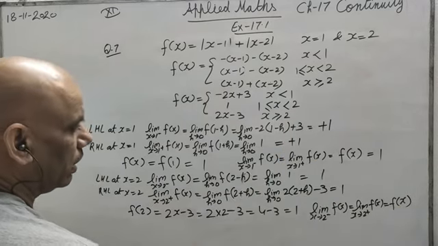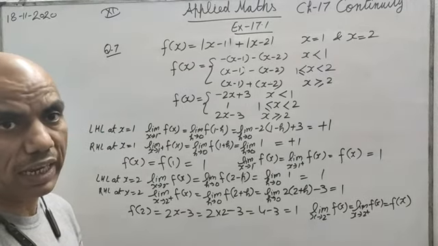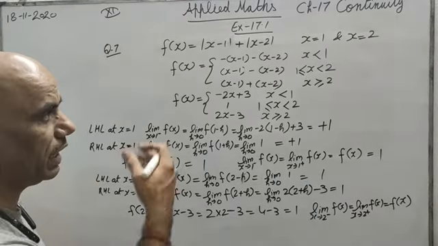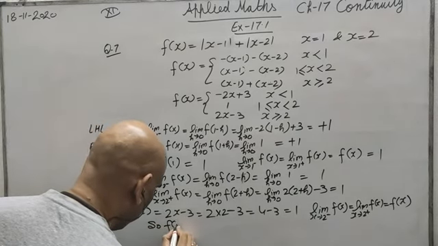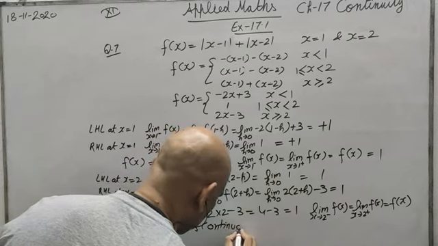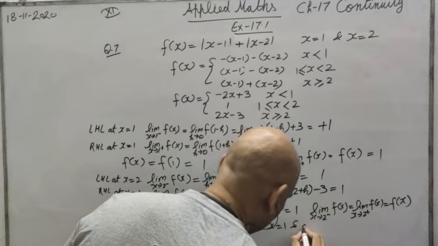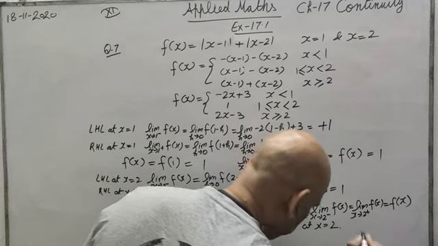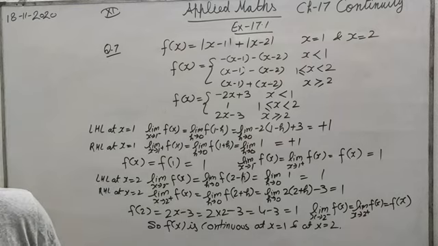So we can say that the function is continuous at x equals 1 as well as at x equals 2. So f(x) is continuous at x equals 1 and at x equals 2. So this was the solution for question number 7.